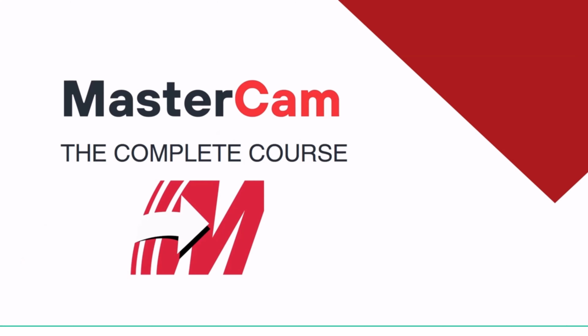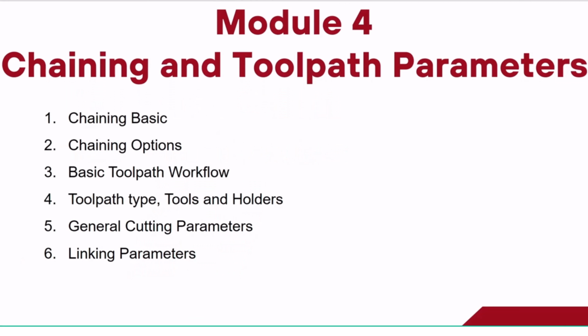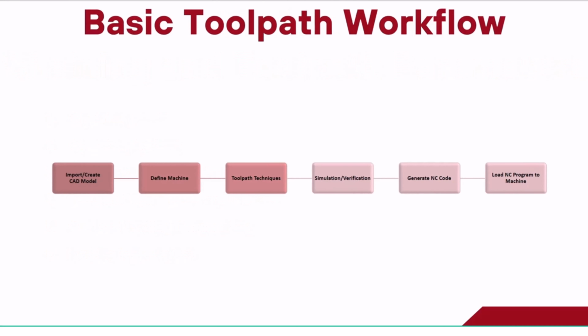So we have already started module number 4, which is all about chaining and toolpath parameters. We have discussed the chaining basics and the chaining options we have. These things were discussed in the previous videos also. We also discussed how the toolpath workflow works, and a little about the toolpath types, tools and orders, general cutting parameters for certain toolpaths, and linking parameters. So in the previous video, we discussed the toolpath workflow.